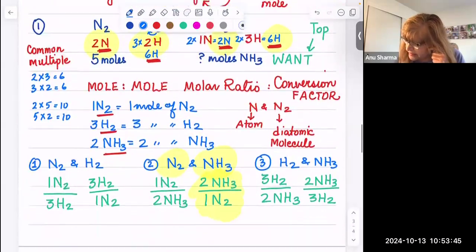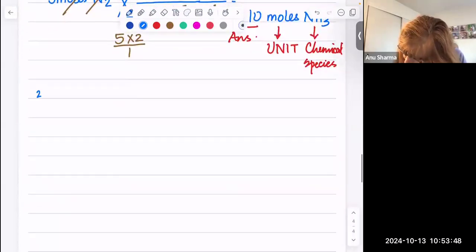Now let's look at the second one. The second type of question is, let us say you are given zinc nitrate.